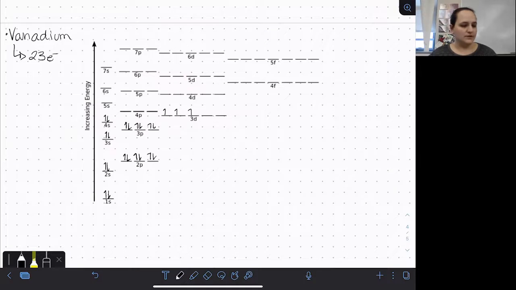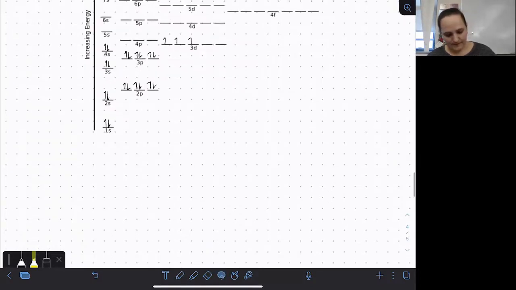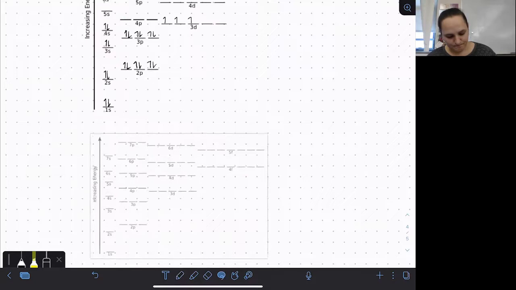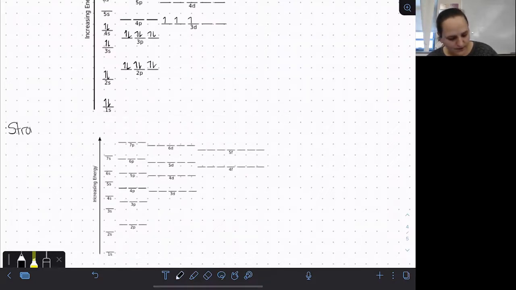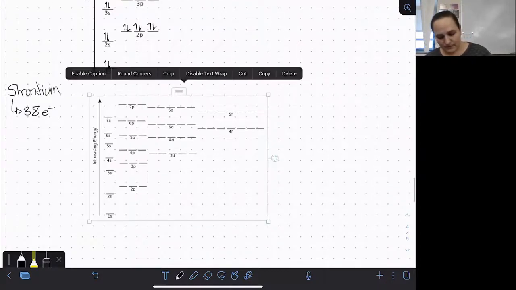So let's do one more example. Why don't you pause here for a moment and try to fill in the diagram for strontium. So if we look up strontium on the periodic table, we'll find that it is element number 38. So it should have 38 electrons in a neutral atom. It's just bigger.